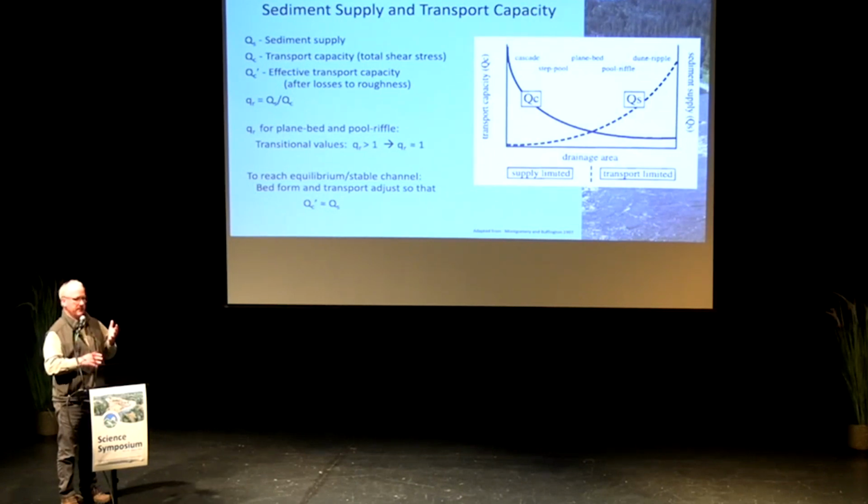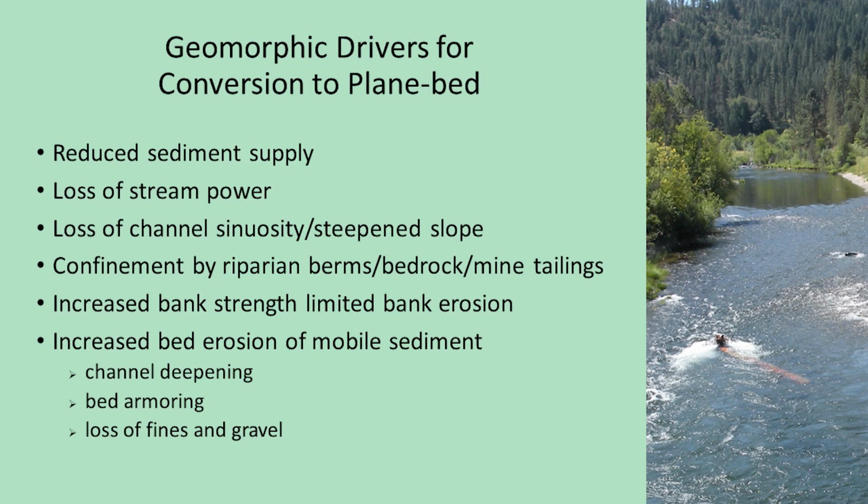Now, if they're not in balance, if it's either lower or higher, the channel is going to make adjustments. If there's too much energy, the channel will try to erode until that excess energy is dissipated. If there's too much sediment, the channel will try to move that sediment until it spreads it out, and it has the ability to transport it. So the whole point of going into that discussion is that there were a lot of drivers post-dam that pushed the channel from a possibly meandering system, pool riffle, towards plain bed. We had a reduction in sediment supply. There was a loss of stream power because the discharge had been so much reduced. The encroachment of the vegetation into the active bars reduced the channel sinuosity, probably steepened the slope a bit.